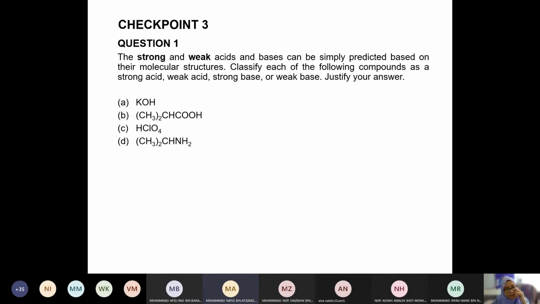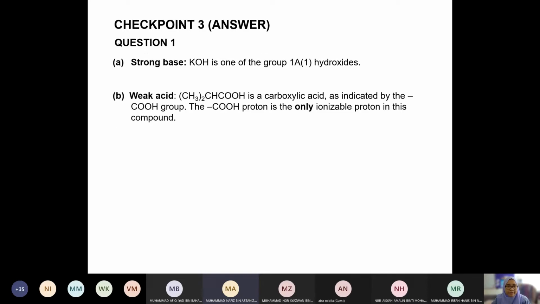How about D, guys? Is it a weak acid, weak base, strong acid, or strong base? Weak base. Okay, it is a weak base because of the presence of nitrogen, which is an atom that is rich in electrons.